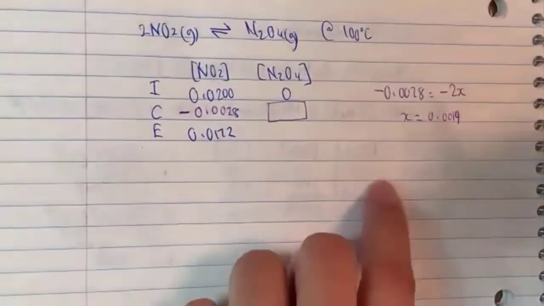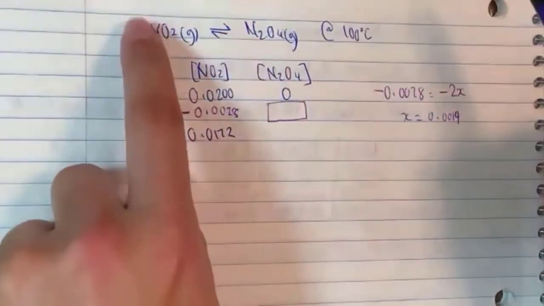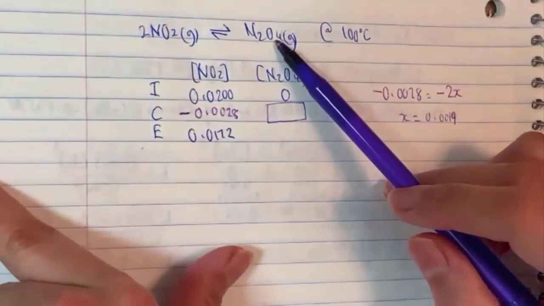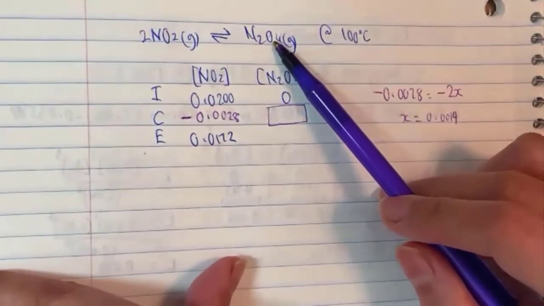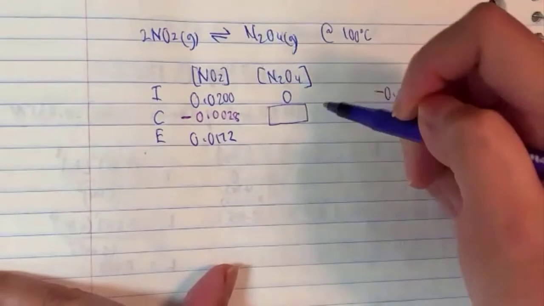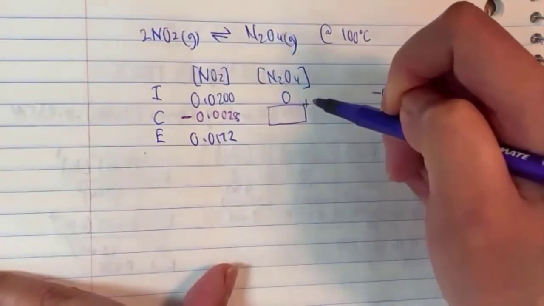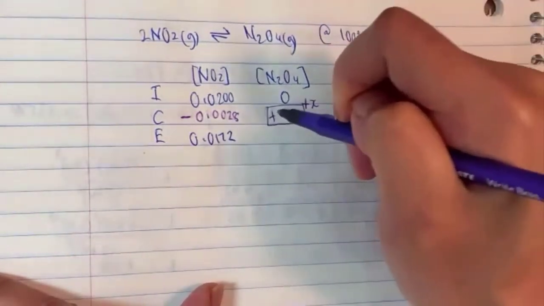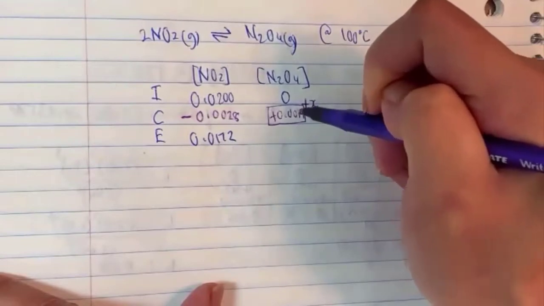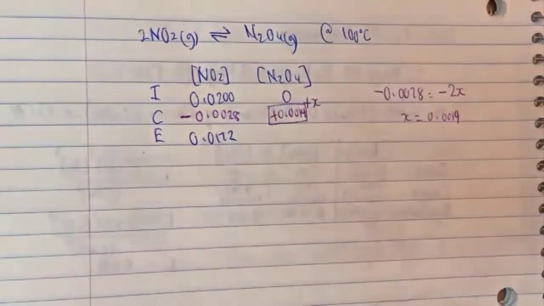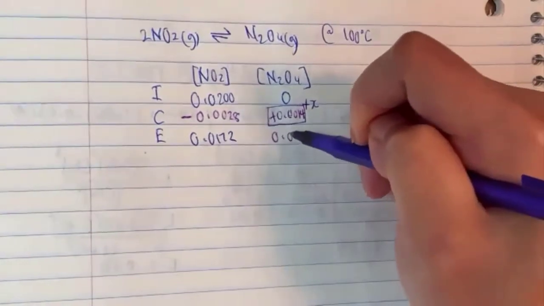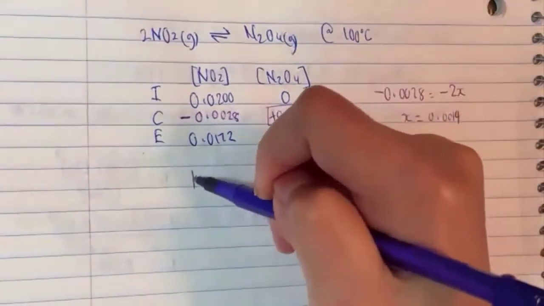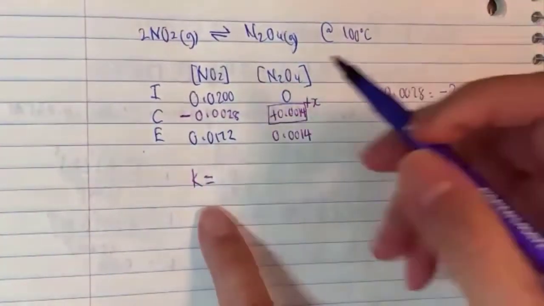So once you know that, let's go over here. If this is going down, reactants are going down, products must be going up. And what is the coefficient for this guy over here? This coefficient here is 1. So in this case, it should be positive X. Okay, so that means in here it's plus 0.0014. So my answer here, 0.0014.